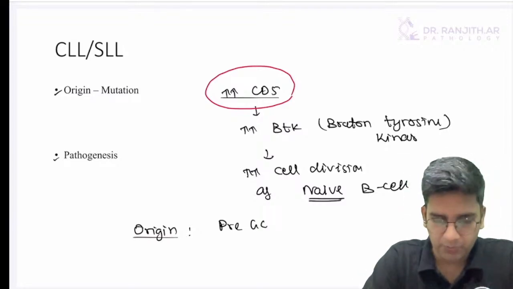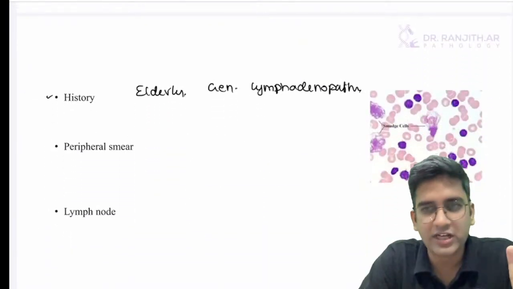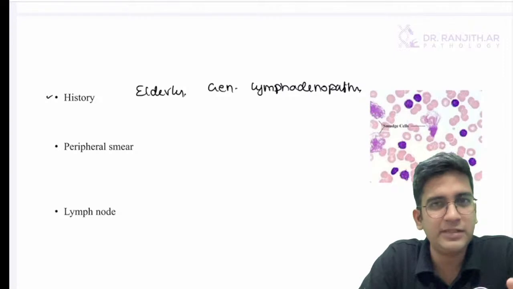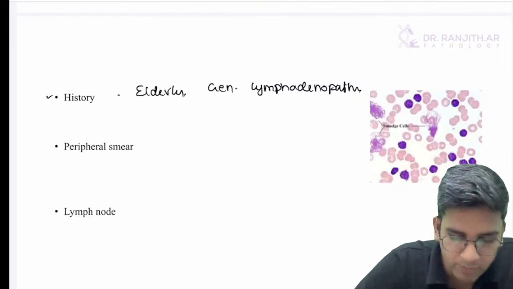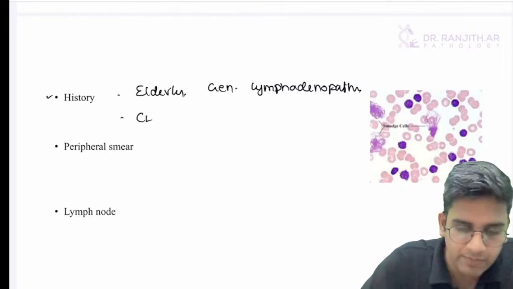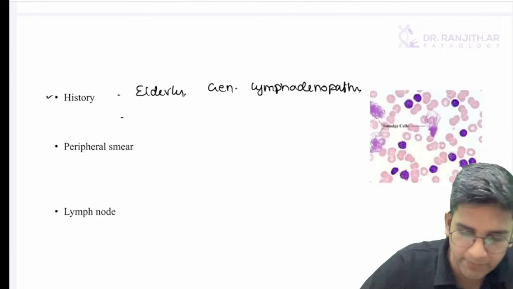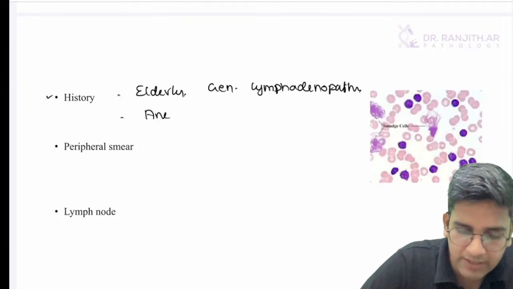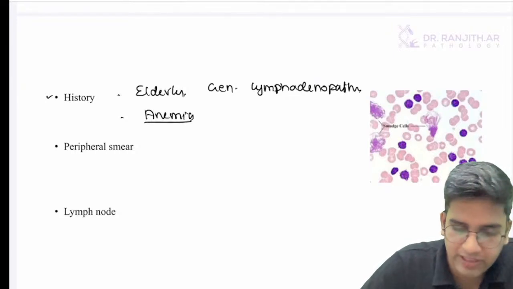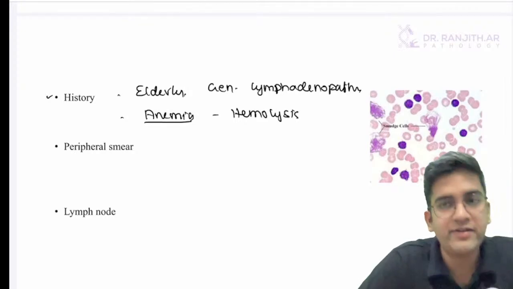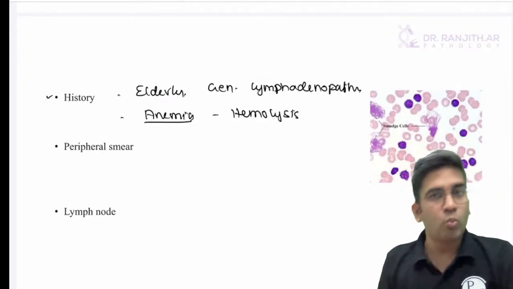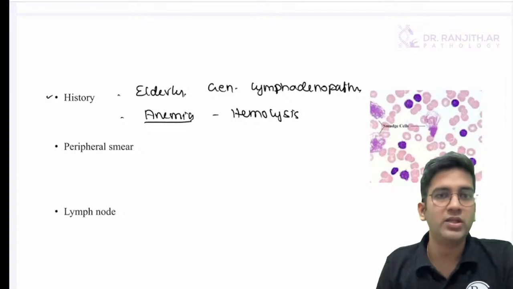Okay. Now, let's come to your history. History is generalized lymphadenopathy. Elderly person, that's classical. One more important unique finding, CLL can present as hemolytic anemia. So anemia can be a symptom or history related to it because CLL can cause hemolytic anemia. We did read about hemolytic anemia yesterday. The warm as well as cold, CLL is one of the unique findings, right?